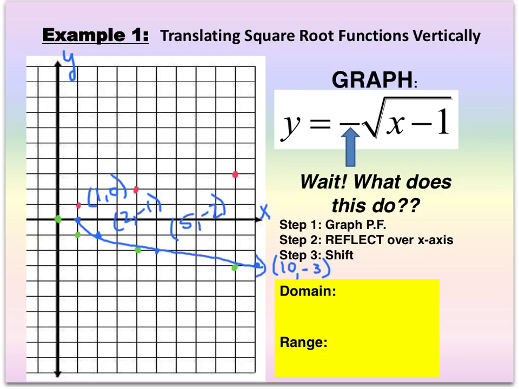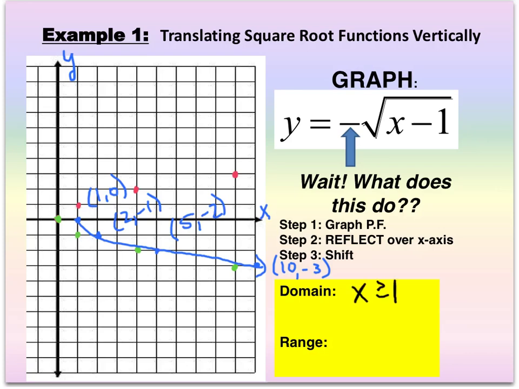Now domain and range becomes very simple once you have your graph plotted. Now domain, possible x values. So you identify where does your function begin. This one begins right here. And what happens to x? Well, we start here at 1 and we go to the right forever and ever. That means that my domain is going to be x greater than or equal to 1.